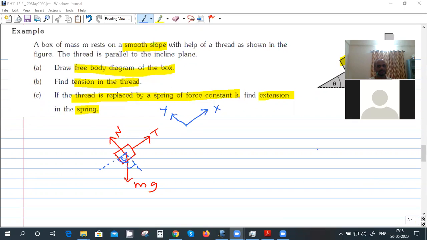Unmute your mic and then solve the problem. Okay.